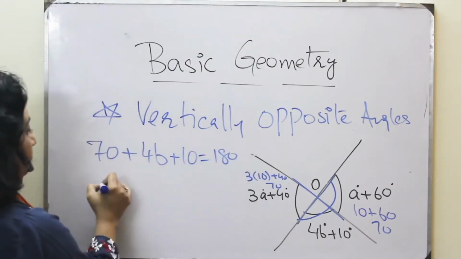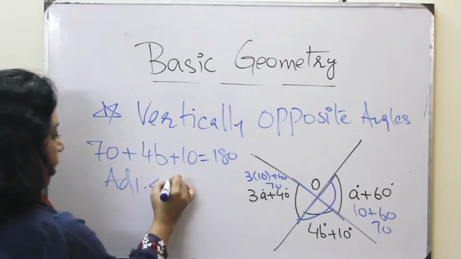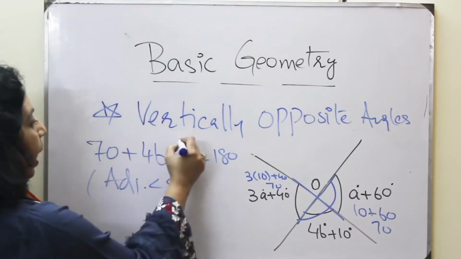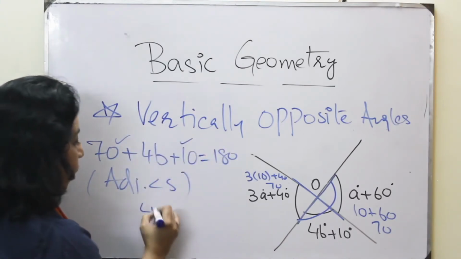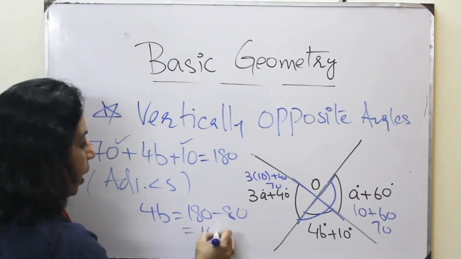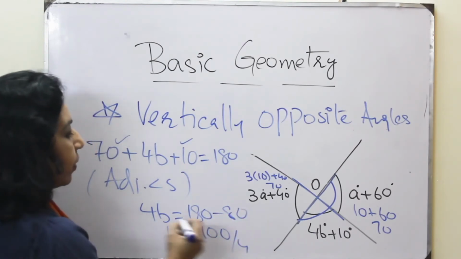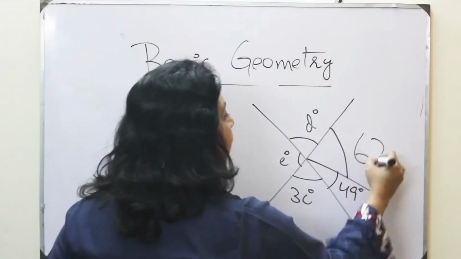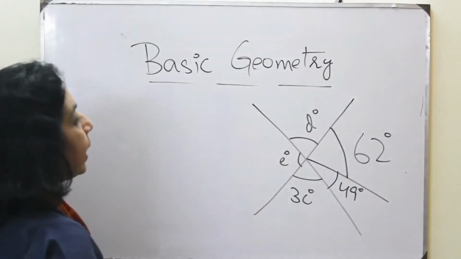and these are now adjacent angles. You can write adjacent angles on a straight line. Add these two and subtract from 180. 180 minus 80 will give you 100, and when you divide 100 by 4, the value of B will be 25 degrees. One more example, we have to find CED.